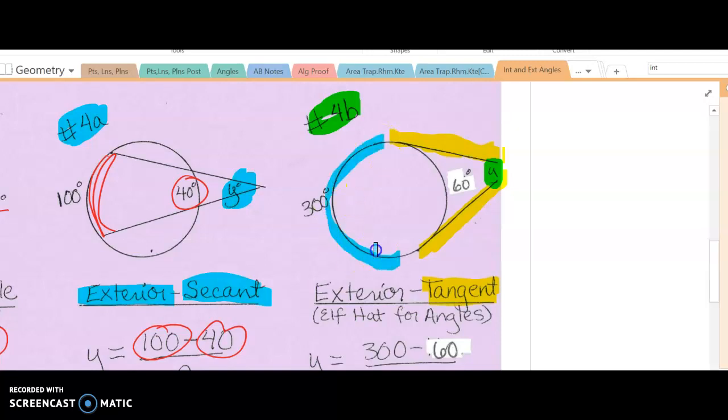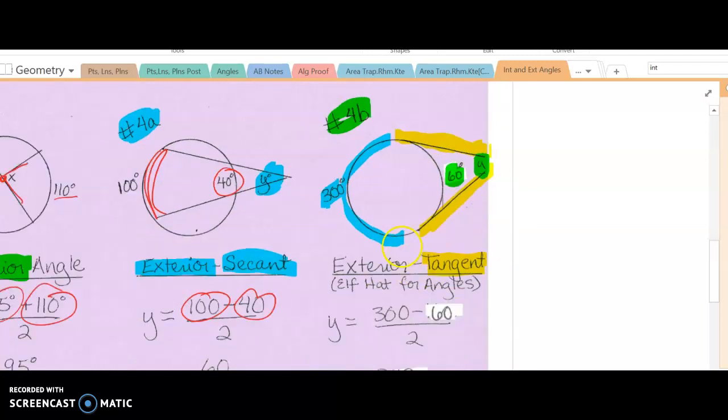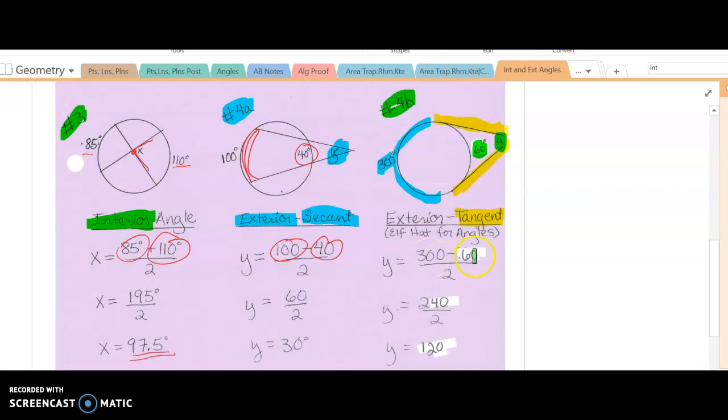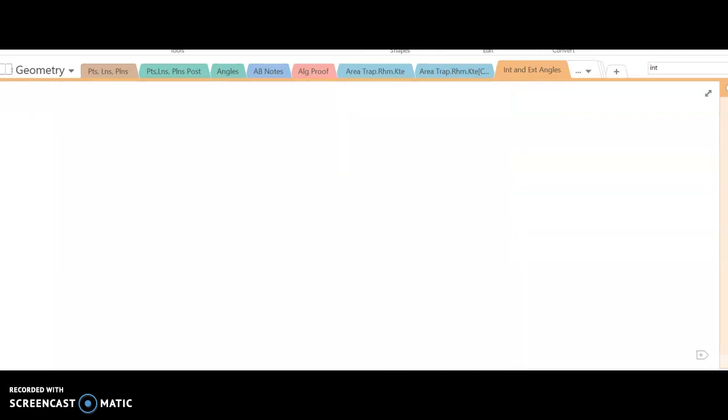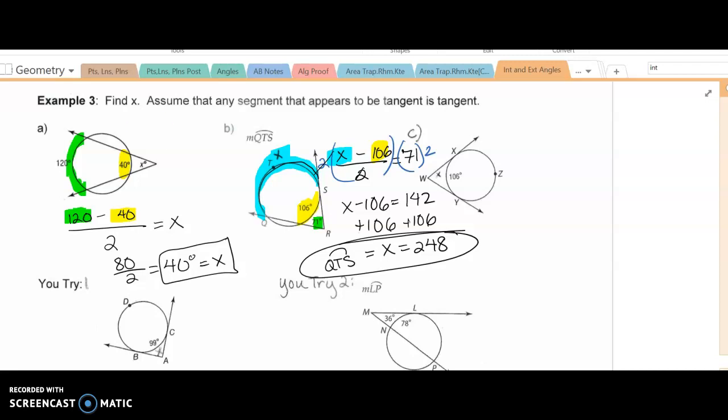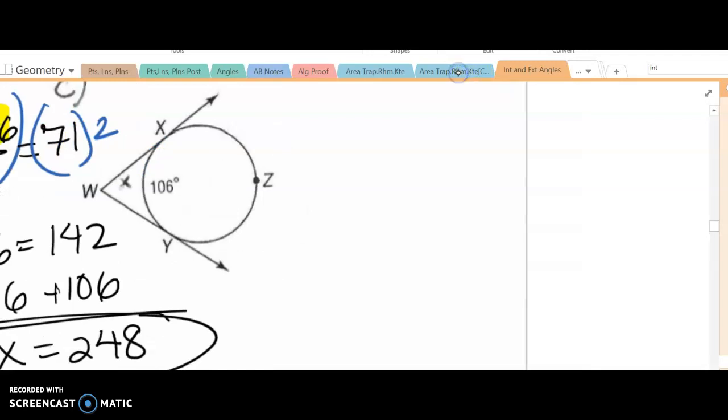So you're still doing the 300 minus the 60 all over 2. If you look at your strategy sheet, 300 minus the 60 all over 2, 240 over 2, so the exterior angle is 120. So let's go back. On our note packet, this was strategy 4A, and this was strategy 4A, and this is going to be strategy 4B.